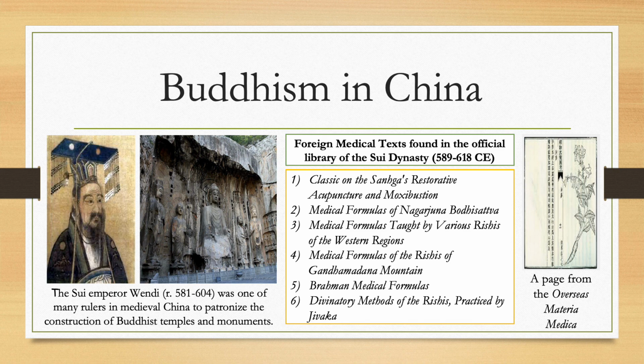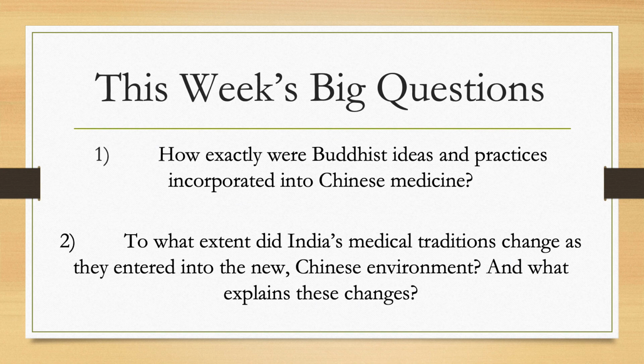As an example of this, consider the medical section of the Sui dynasty's imperial library, which listed the titles on the screen alongside Chinese medical classics. As texts like these began to accumulate within Chinese medical libraries, Chinese doctors began to incorporate certain Indian medical doctrines into their own systems of thought and practice. They also started using Indian drugs, prescriptions, and medical procedures.